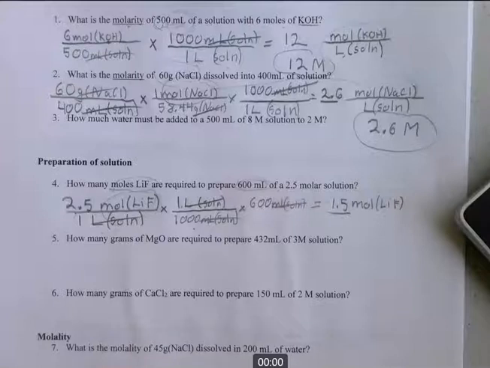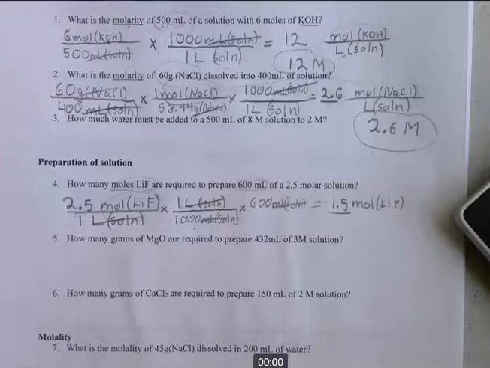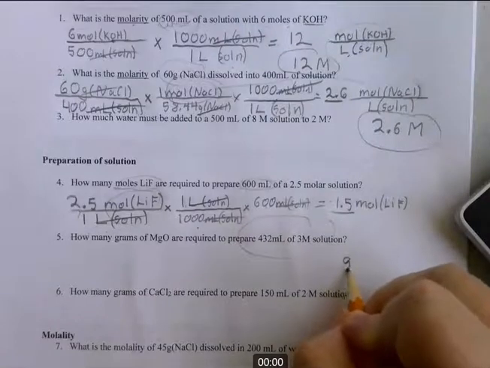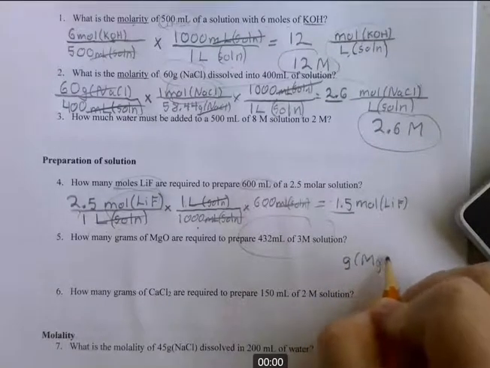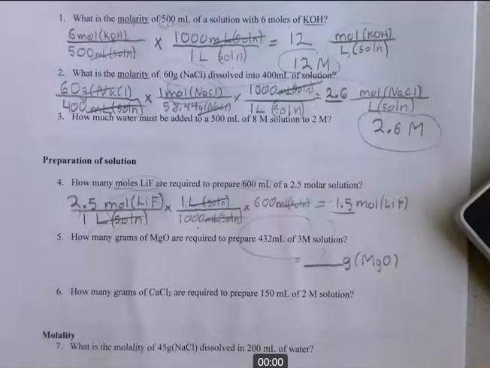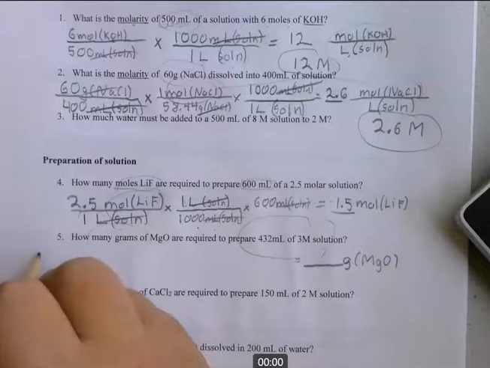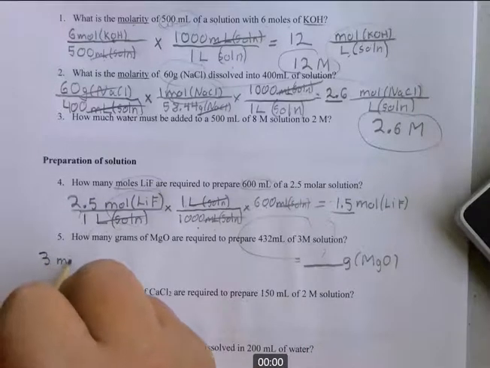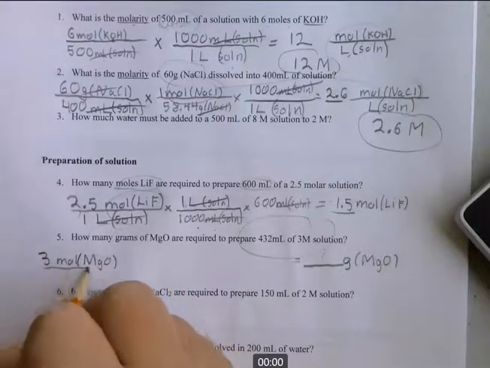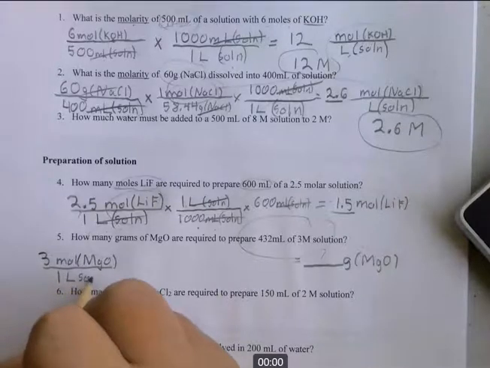All right, how many grams of MgO, magnesium oxide, are required to prepare 432 milliliters of 3 molar solution? Okay, so they're given these two numbers and you're asked for how many grams. So let's come down here. Grams of MgO, and you're trying to figure out how many. Okay, so what are we starting off with? 2.5 molar solution, or 3 molar solution, excuse me. So let's start way over here on the side, 3 moles of MgO, that's your solute, for every 1 liter of solution.